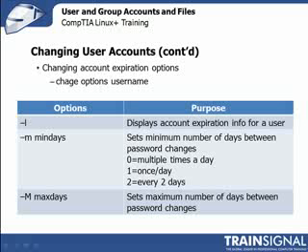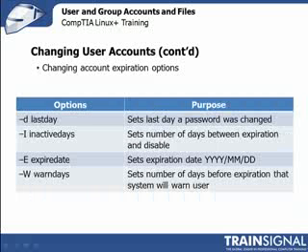The command syntax is chage followed by options followed by username. The options start with -l, which is used to display account information about a specific user. Then you have -m, which sets the minimum number of days between password changes. With 0, you can change multiple times a day. With 1, you can change once a day. And with 2, you can change every 2 days, and so on. Dash capital M, or max days, sets the maximum number of days between password changes.